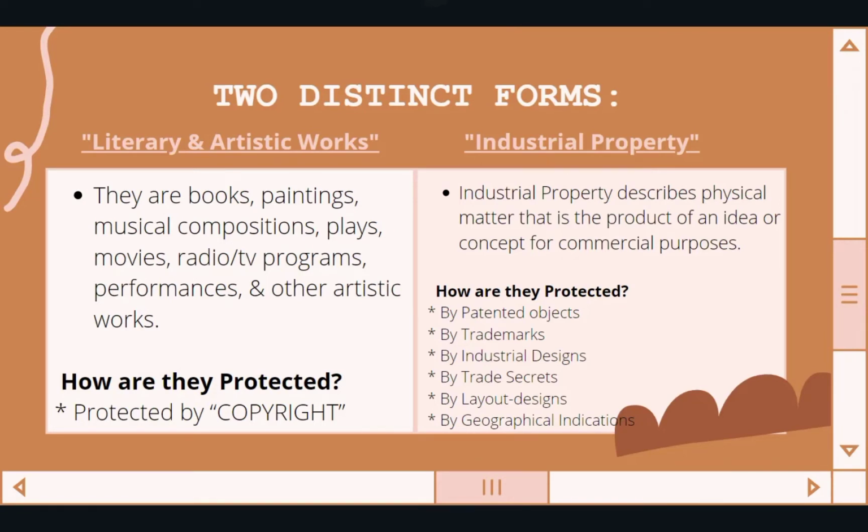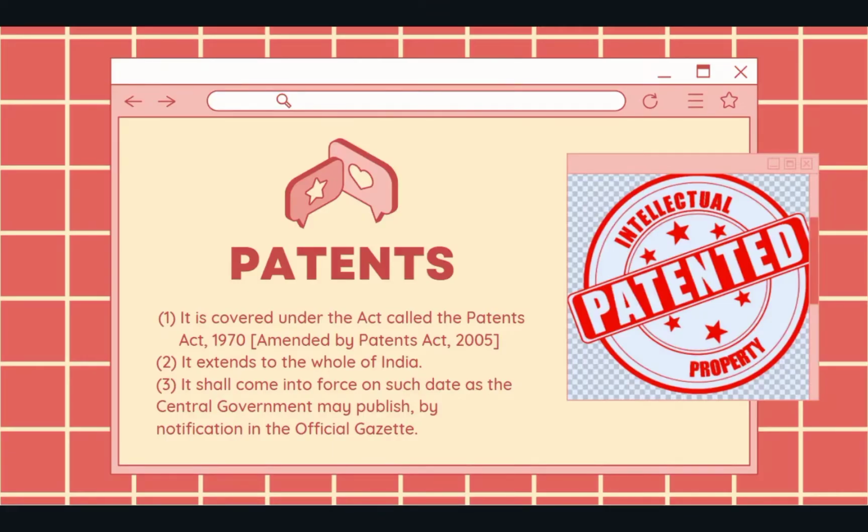Literary and artistic works, these are books, paintings, musical compositions, plays, movies, radio or TV programs, performances, and other artistic works. How are they protected? They are protected by copyright. On the other hand, industrial property describes physical matter that is the product of an idea or concept for commercial purposes. These industrial properties are protected by patented objects, trademarks, industrial designs, trade secrets, layout designs, as well as geographical indications. Now let us know the patents of intellectual property.